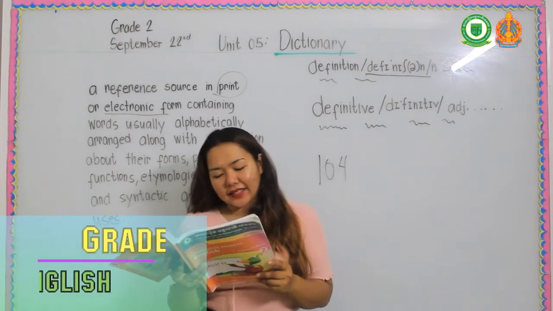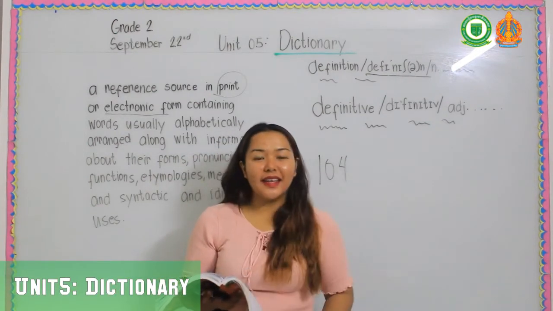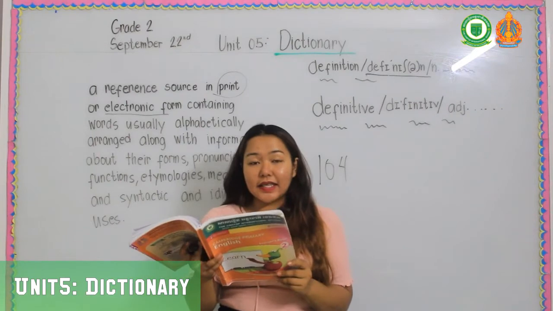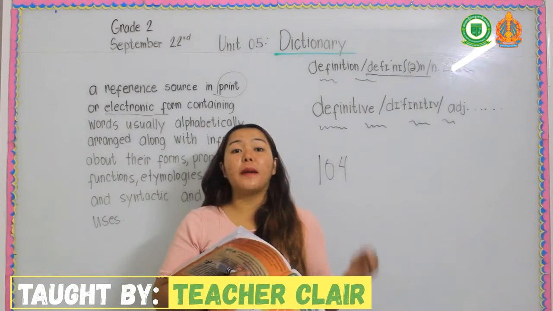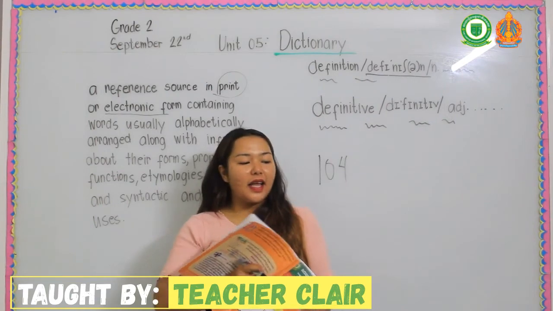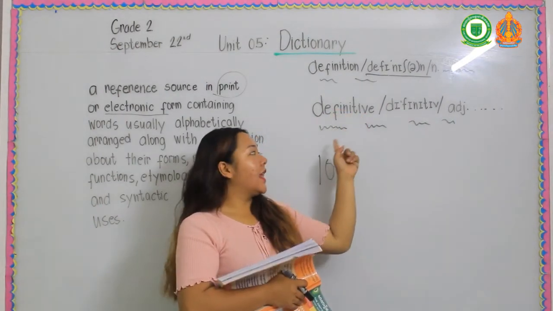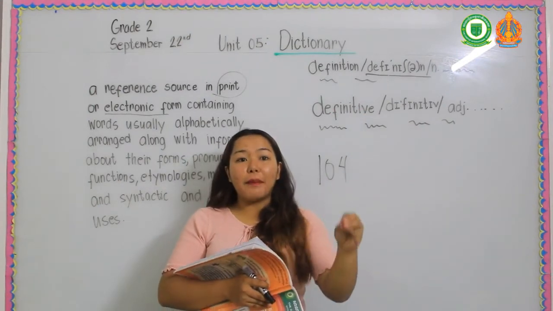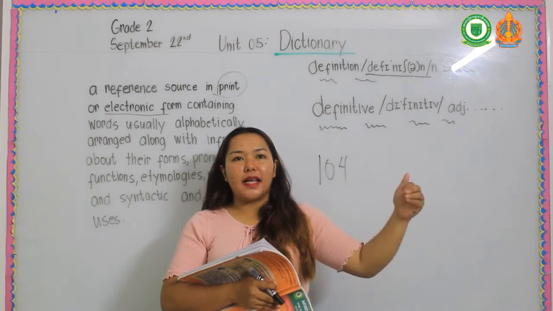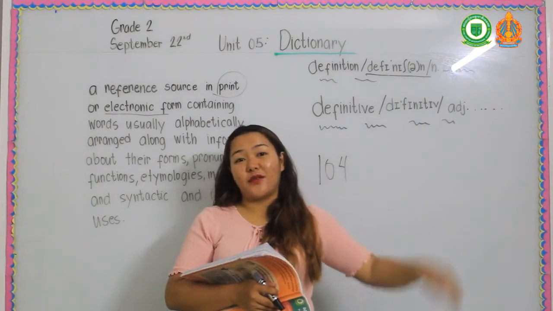Did you know these facts about dictionaries? So I want you to follow after me, okay? First, dictionaries are books of words and their meanings. So it means that words, like this, and then the meaning of the word. For example, apple. Apple is a fruit, and so on and so forth.